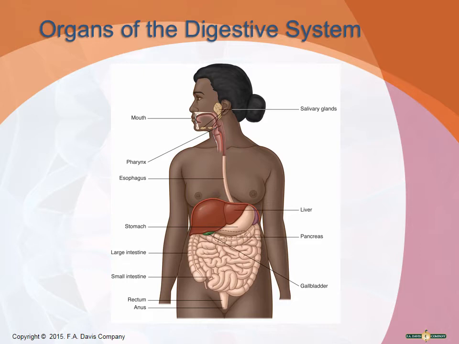And we have the oral cavity, the teeth, the tongue, the pharynx or throat, the epiglottis, the esophagus, down to the stomach, small intestine, large intestine, and to the anus. And then we have accessory organs of the liver, pancreas, and gallbladder.